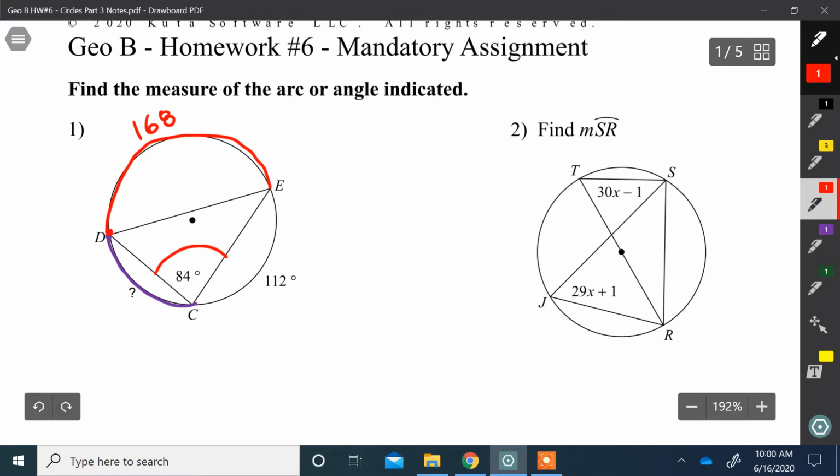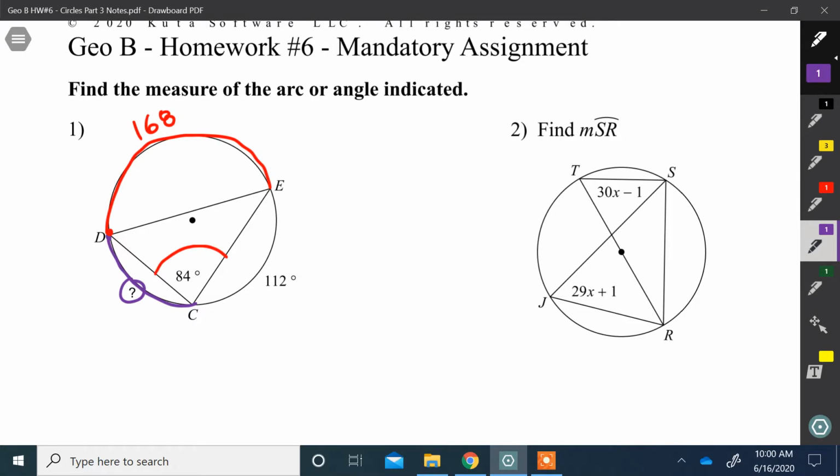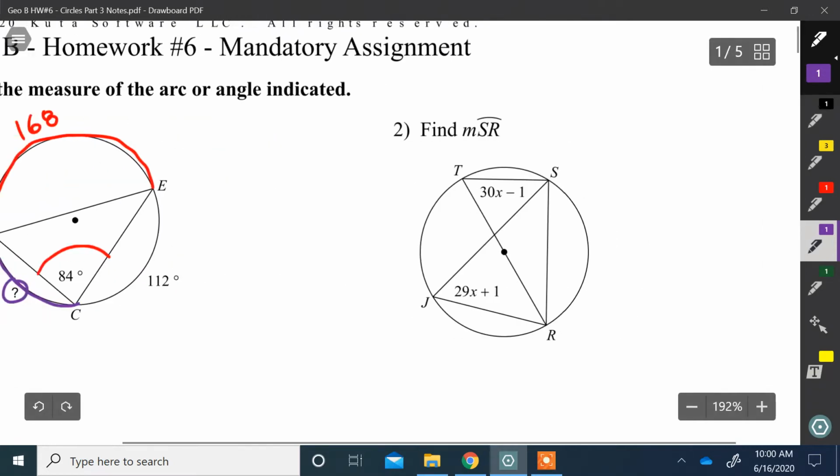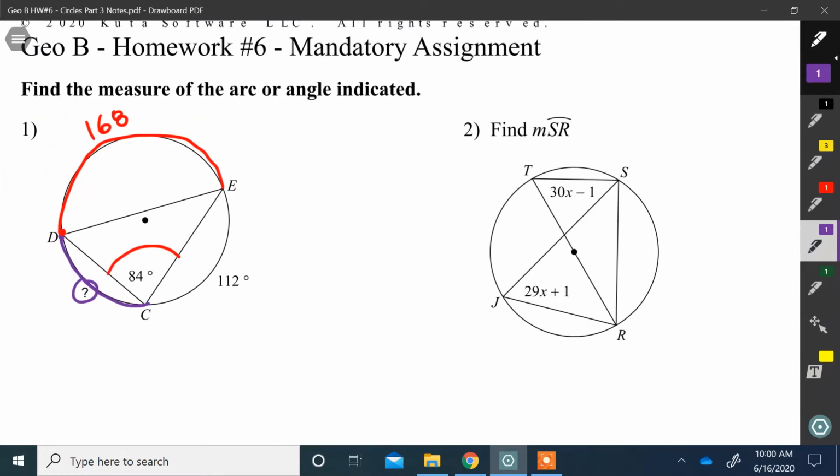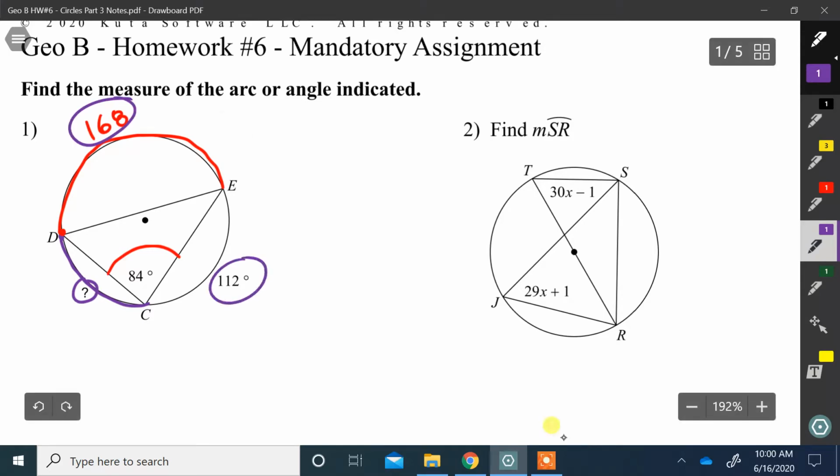Okay? And then in order to find this right here, it's very simple, because you know that the whole thing is going to be 360. Okay, so I'll let you finish that first one there. Just knowing that everything is 360, this plus that is 360. Go ahead and find that missing value.